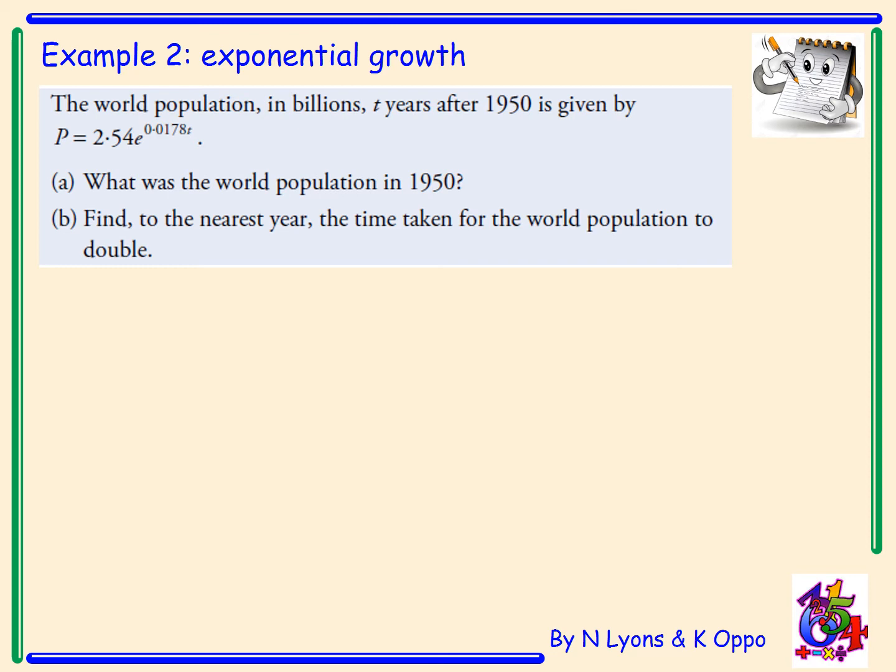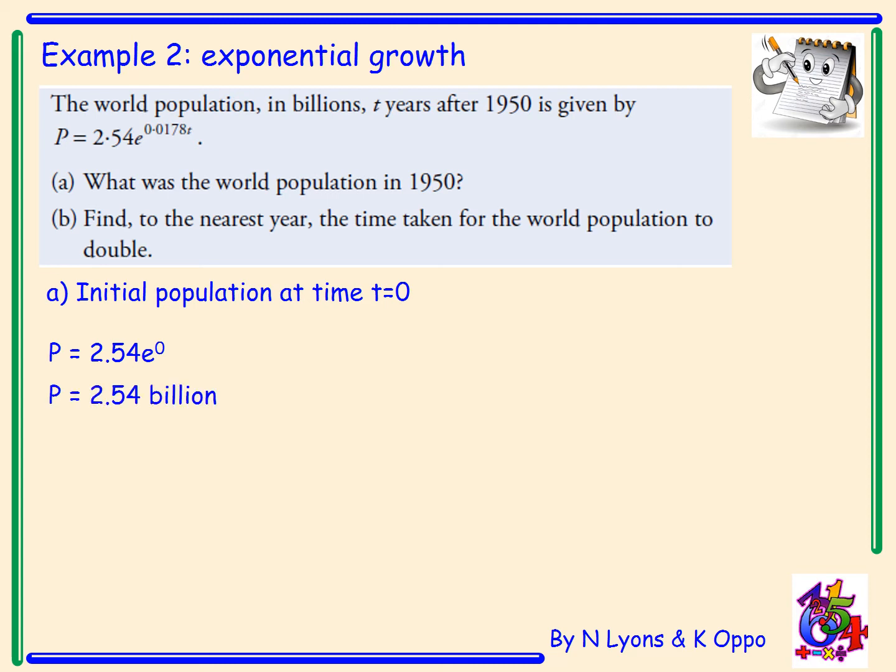Now the question says 1950 was the beginning of observations, everything was after 1950. So the initial population at time t equals 0 is going to be 1950. That gives me the population p equals 2.54 times e to the power 0, which just equals 2.54 billion, because the question says it's in billions, not just people, and because e to the power 0 equals 1. Again, it's the multiplier, the number before the exponential function, that's always the initial value.